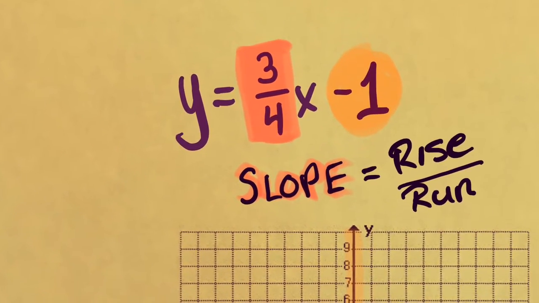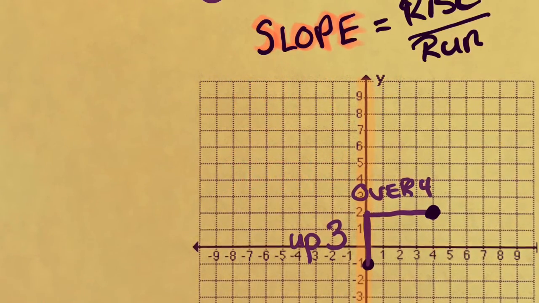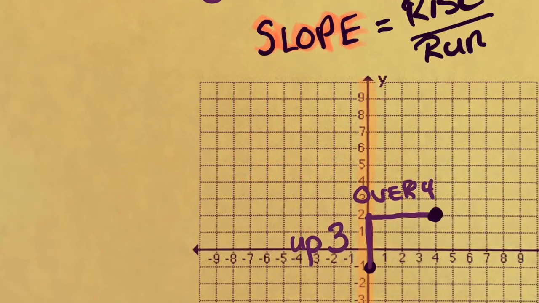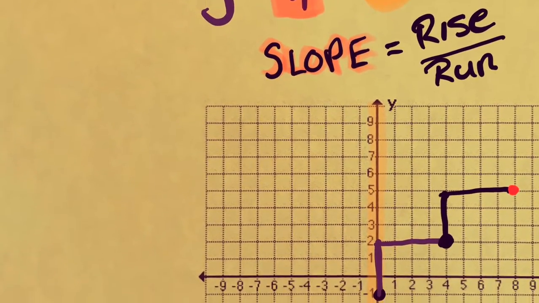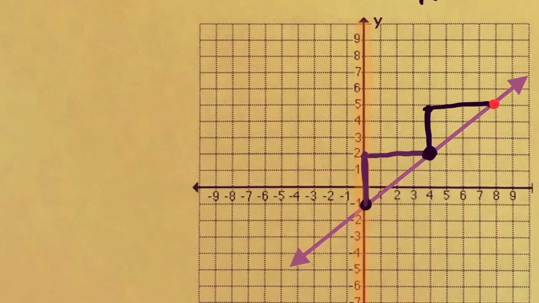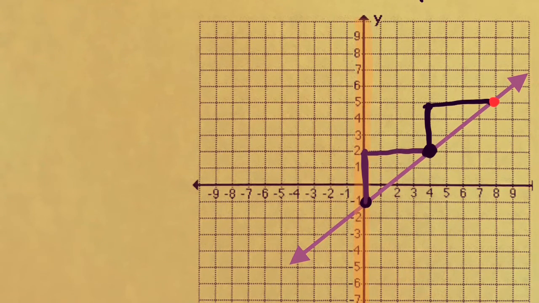The slope is 3/4 or 3 over 4, and slope is rise over run. So that's going to mean up 3 over 4, and I do that for my first point. Then again, from the next point I made, up 3 over 4. Then I can draw a line connecting all of the points.